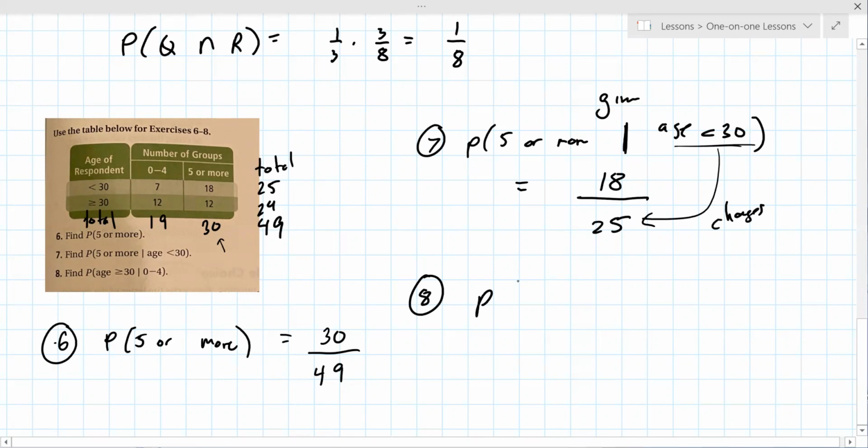The probability of age being greater than or equal to 30 given 0 to 4 groups. So you look at the 0 to 4 groups, and that's this column. So these givens generally focus you on one row or one column. So this time, the column has a total of 19. Well, how many are greater than 30? 12.